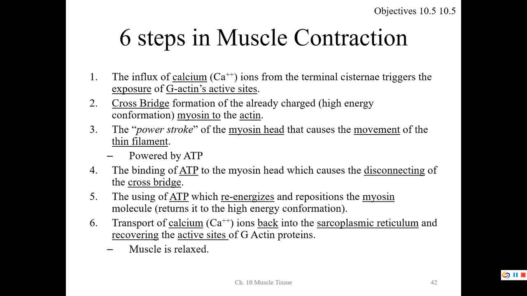So myosin will be given ATP to disconnect the cross bridge. Once that happens, that breaks the cross bridge, and then it re-energizes it. It puts myosin back to a high-energy conformation, so it can contract again. Then calcium goes back into the sarcoplasmic reticulum. That means tropomyosin goes back to covering the active sites of G-actin, they are covered, and the muscle relaxes.